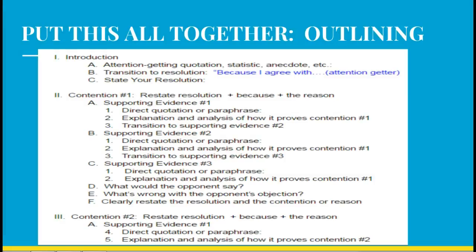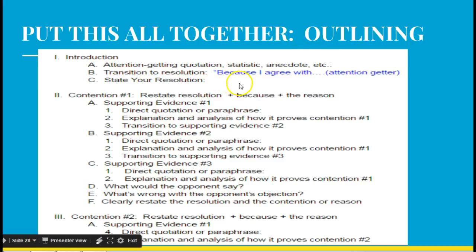So you put all this together. This is what you're going to come up with for your debate outline. You are welcome to create an outline just like this, or you can create a graphic or other table that is provided in the session. But here's basically the order of information and the types of information you're going to need. You'll start with some kind of attention-getting quotation, statistic, or anecdote, and then transition by saying, because I agree with the person, or I agree with this statistic, because I agree with this cause.